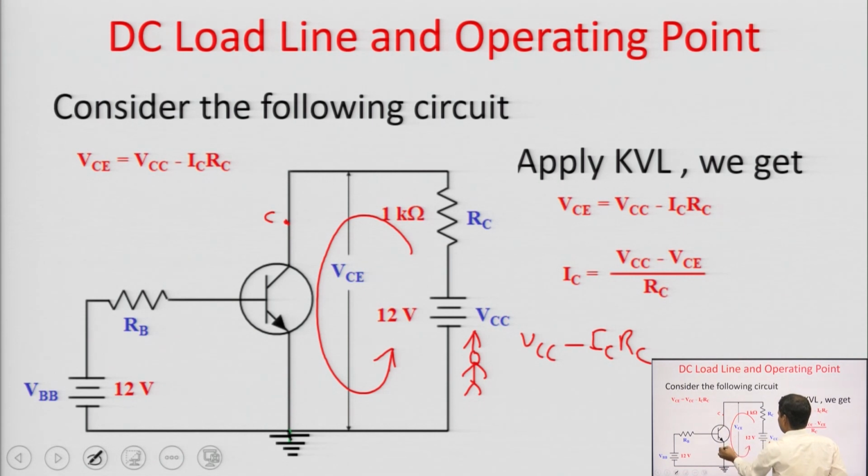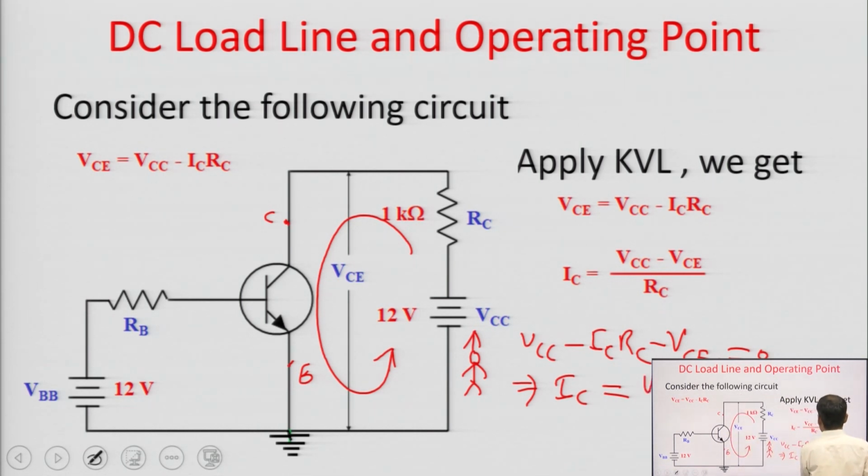Now, we have here the emitter, this means minus VCE, this is equal to 0. Now, what will be the value of IC here? The value of IC will be VCC upon RC minus 1 upon RC into VCE.